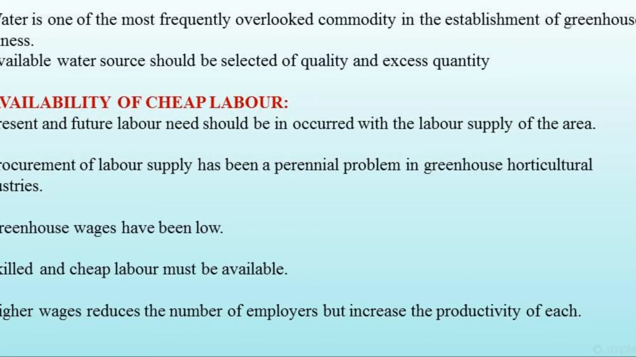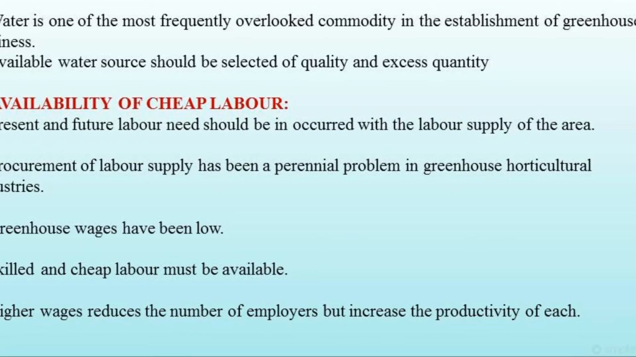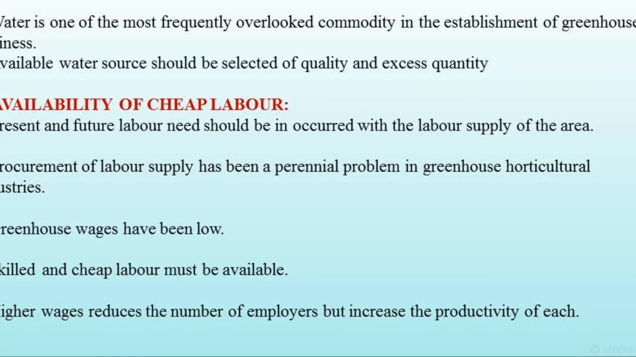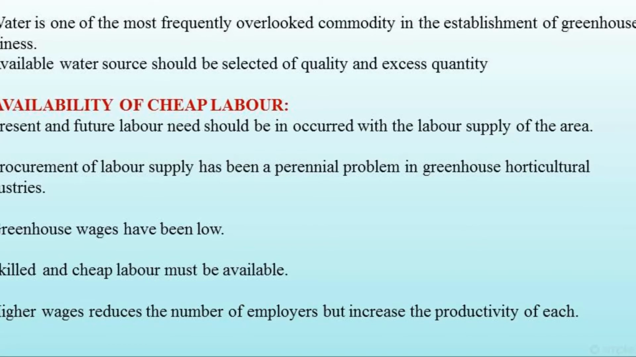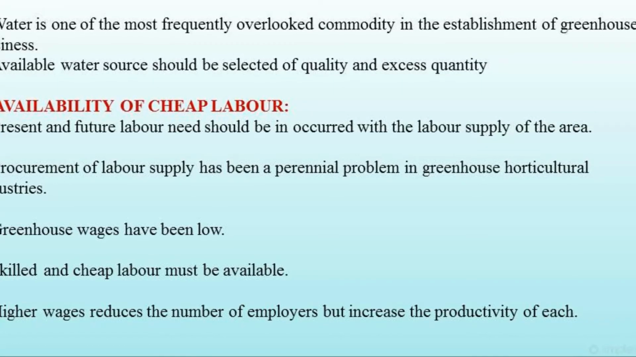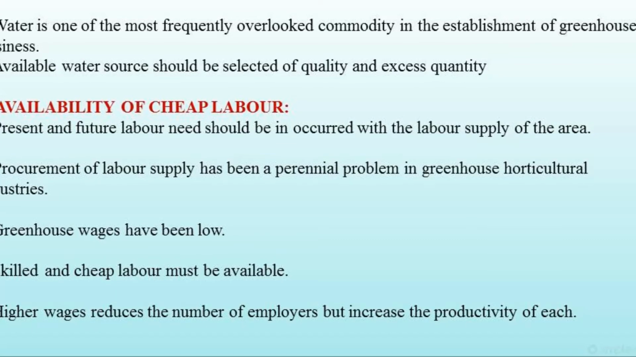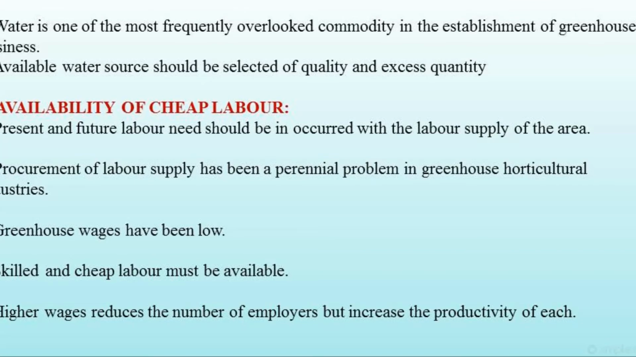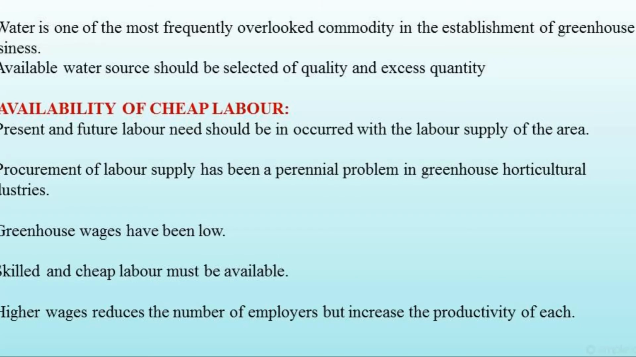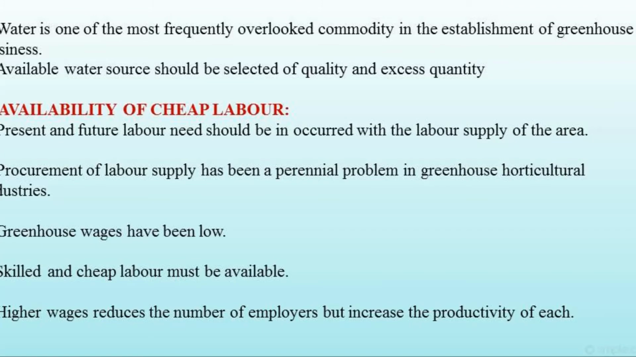Then the next factor is availability of labor. Present and future labor needs should be assessed and should be in accord with the labor supply in the area. If we think about protected cultivation and perennial management of polyhouses, generally two problems happen. First is the perennial supply of labor, and second is that greenhouse wages have been low.